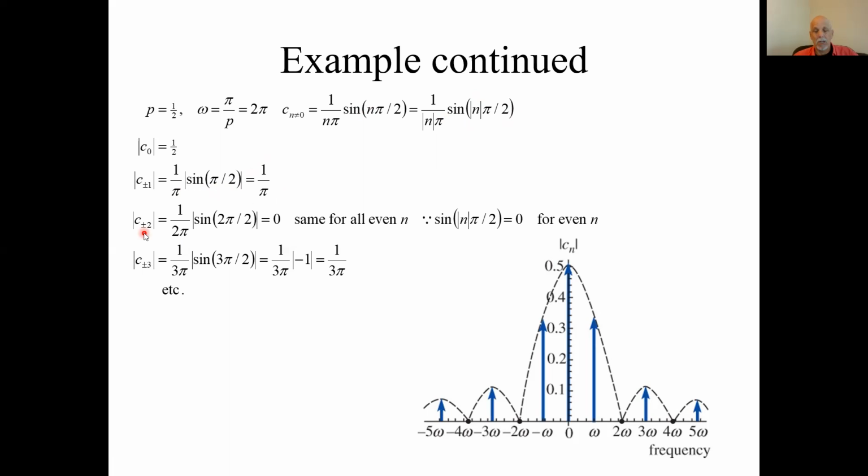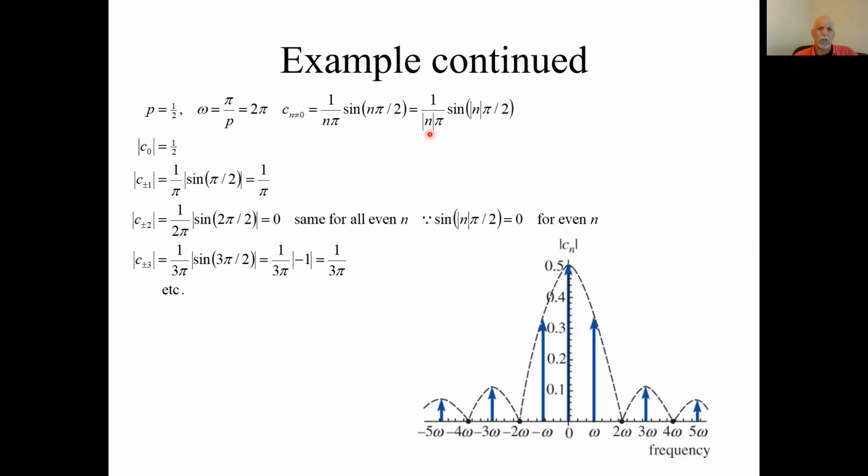For n equals plus or minus 2, I have 1 over 2 pi. They're both positive reals, so their magnitudes are what they are. Then the absolute value of sine of 2 pi over 2, which is the sine of pi, which is 0. And in fact, for any even n, you're going to get some integer number of pi, and the sine of some integer number of pi is always 0. So for all the even n's, the magnitude is zero.